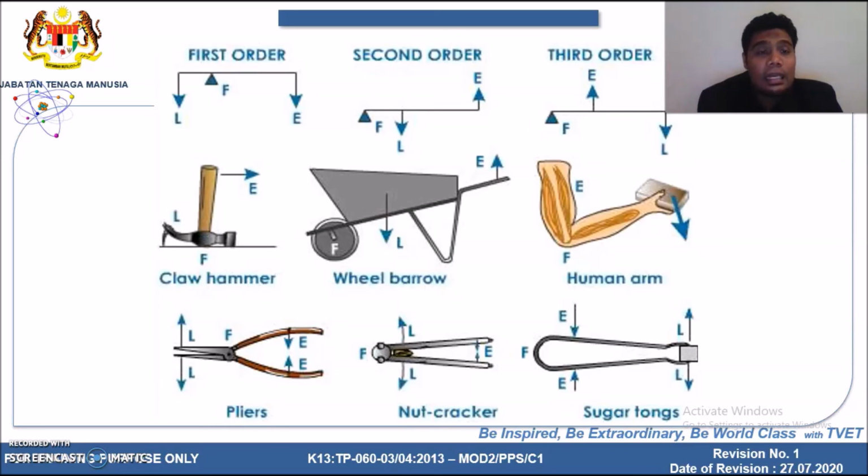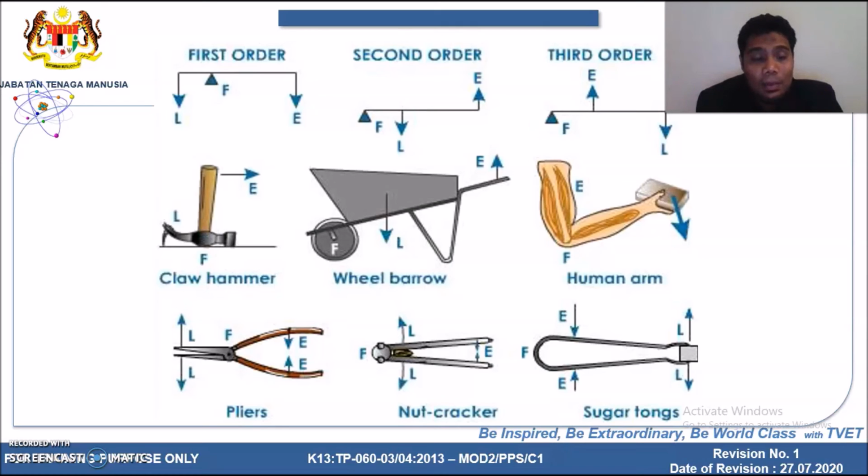Fulcrum berada di tengah-tengah. Load dan effort di kiri dan kanan. Tak kisahlah kiri atau kanan, left or right also. Example of first order, kita tengok hammer lah. Hammer, kita ada pemegang tu effort kita. Load kita di hujung tu paku, and di tengah-tengah kepala tu claw hammer head tu ialah kita punya fulcrum.